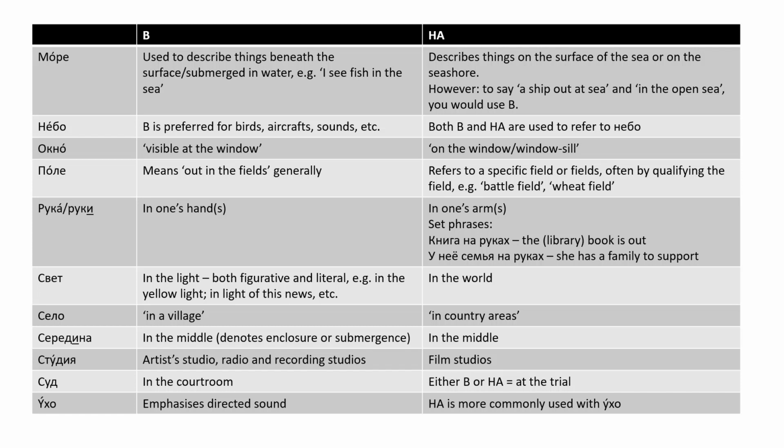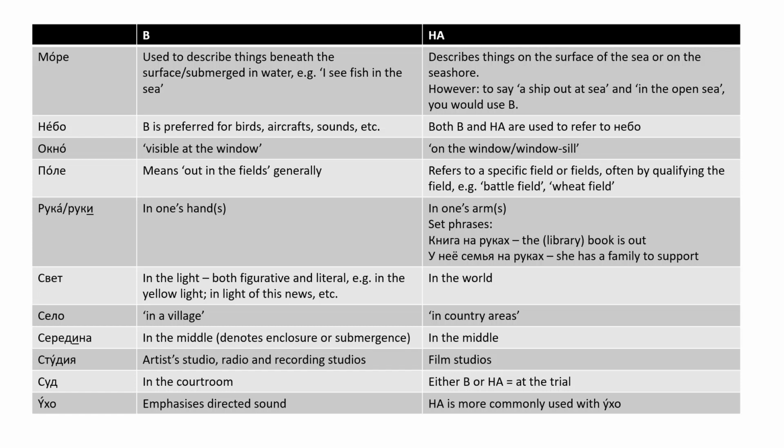Selo is a village, v sele is in a village, and na sele is in country areas. So this is quite common with derevnia, for example. That can also mean village or countryside. I'm not sure why those ideas are so interchangeable, but there you go.